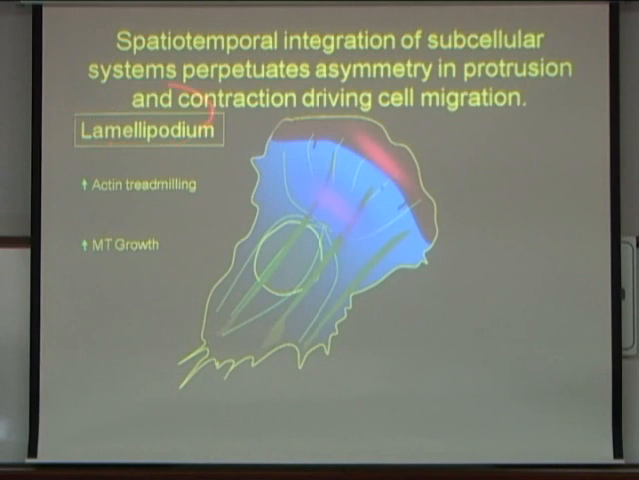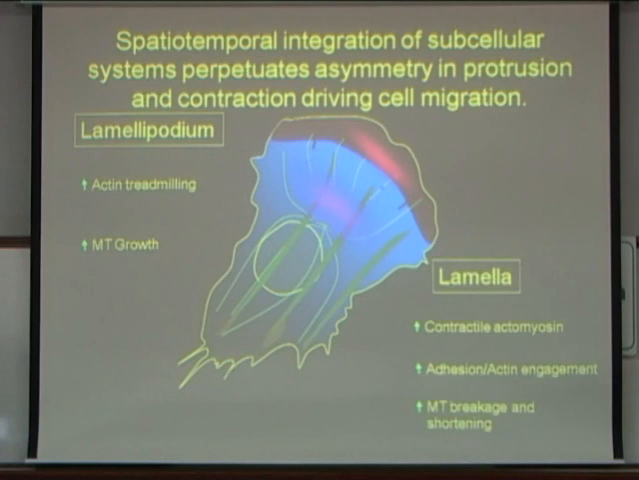So we've got a lamellipodium in the front of the cell that we've shown directly is mediated by actin treadmilling, assembly along the leading edge, and disassembly shortly behind it. In addition, the microtubule cytoskeleton steadily grows out into this leading edge of the cell. And behind that, we've got this contractile actin-myosin machine that we call the lamella, where adhesion to the extracellular matrix, the adhesions forming right along here, is engaged to the actin-myosin cytoskeleton. This contraction of the actin-myosin cytoskeleton leads to the breakage and shortening of microtubules in this region.